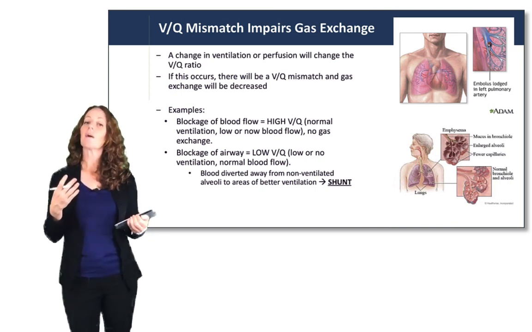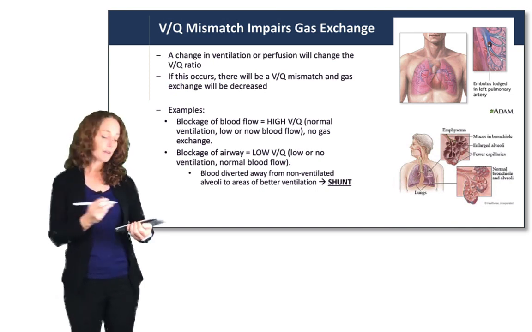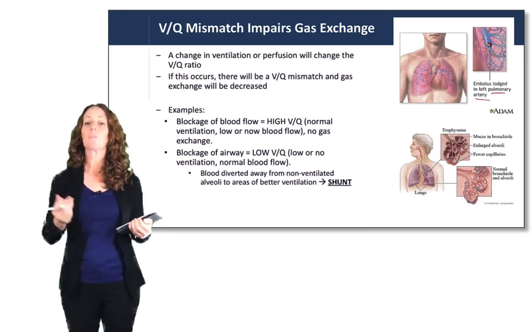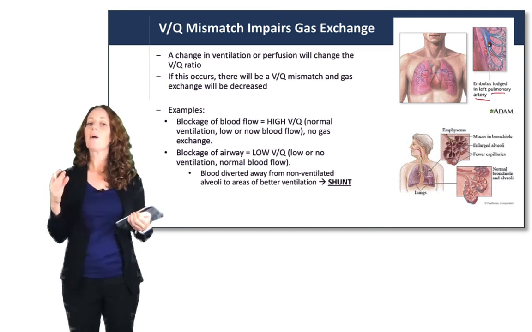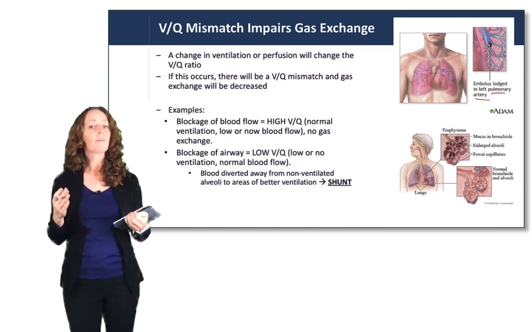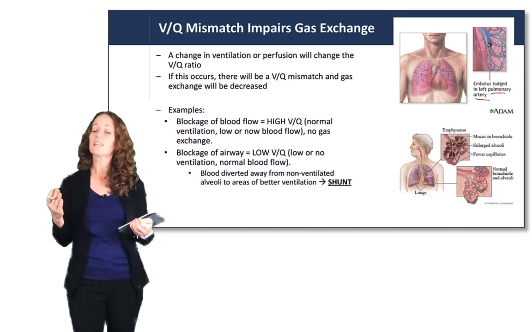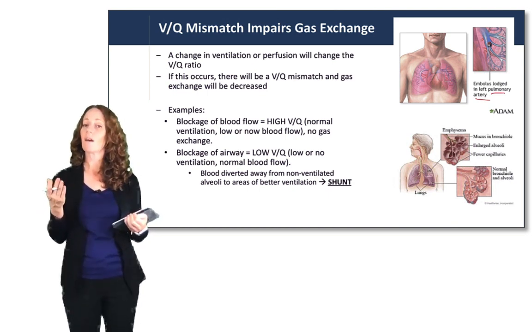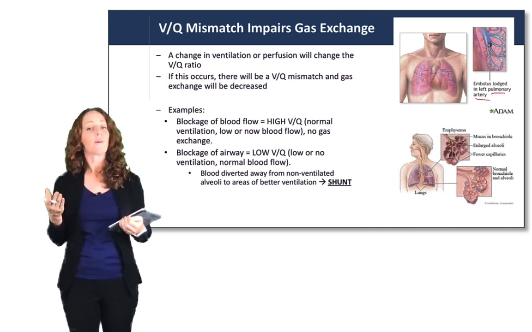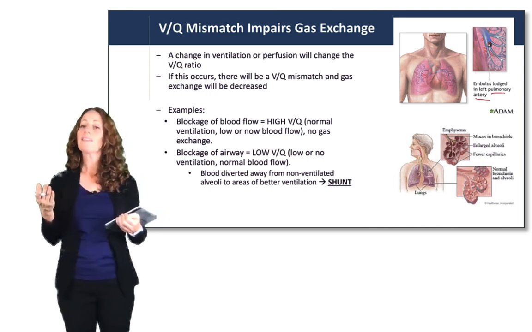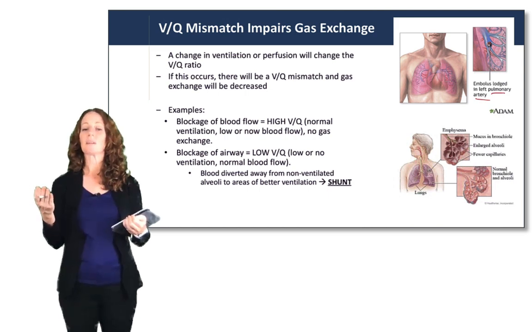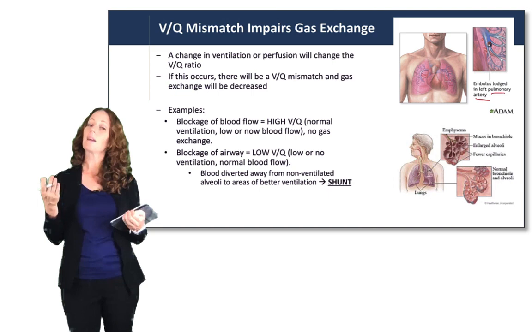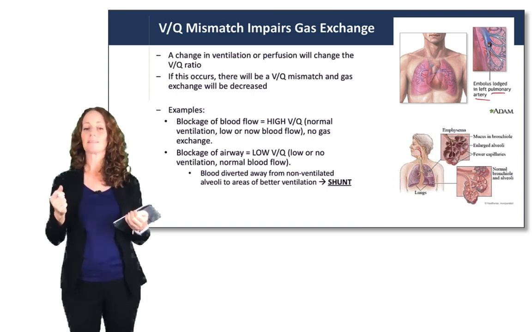For example, a blockage of blood flow, let's think, for example, a pulmonary embolism, blocks blood flow to a particular part of the lungs. That will lead to low blood flow with respect to a normal ventilation. That will lead to a very high VQ, meaning you have a lot of ventilation and very low perfusion. In this case, there will be no gas exchange because there's no or very little blood to that area that's able to pick up and release the gases.